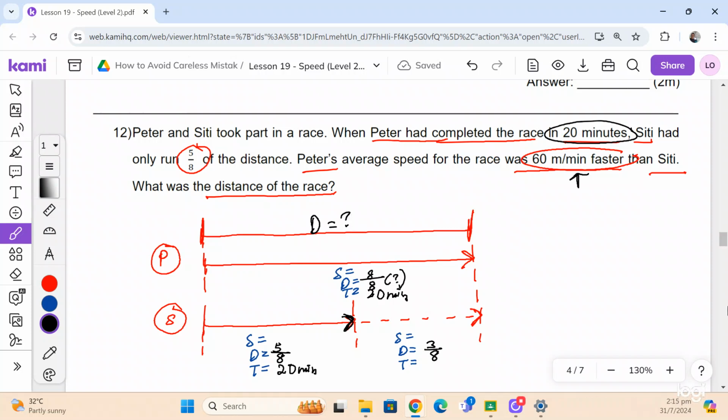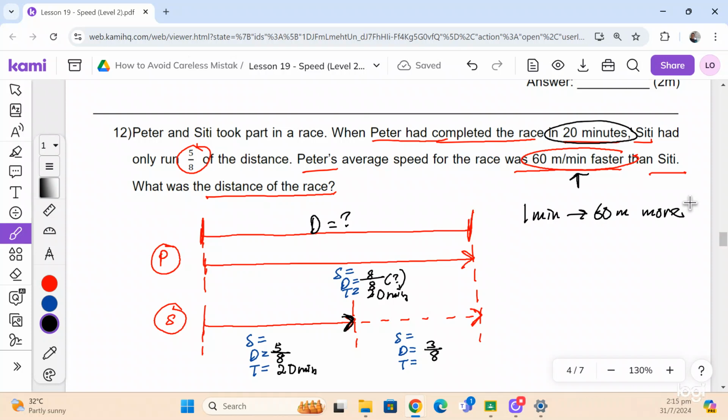So if you can draw a good model, something like this, then there's a higher chance that you can solve it. So you look at the model, and is there something we can work out? Then you will need to understand the concept of what you mean by 60 meters per minute faster. It means that in 1 minute, Peter traveled 60 meters more. So you need to understand the concept here. 60 meters per minute faster means that in 1 minute you travel 60 meters more.